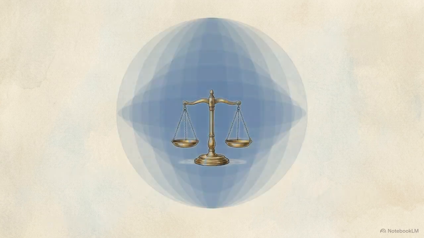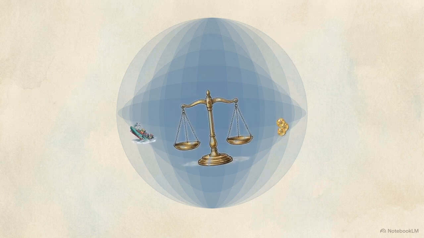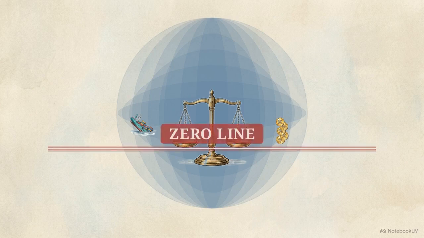Every clause, warranty, and doctrine in marine insurance is engineered to achieve one precise outcome, restoring the exact financial balance of global trade. Nothing less and absolutely nothing more.